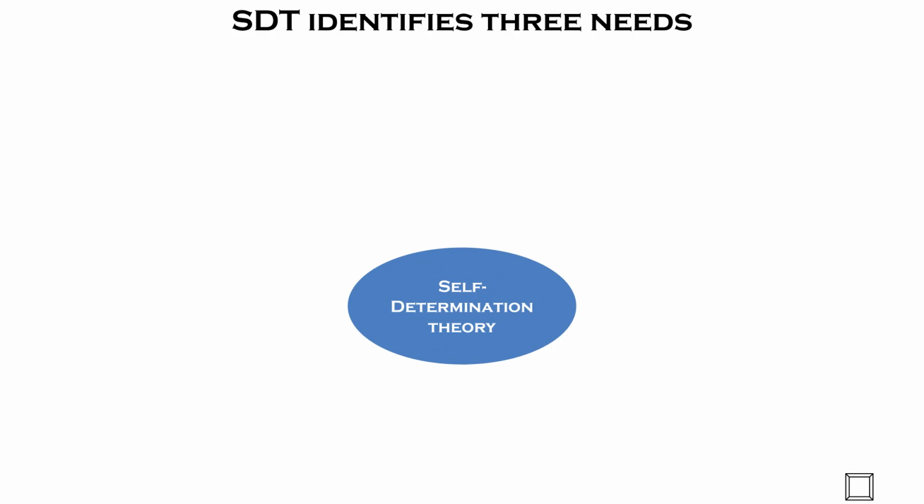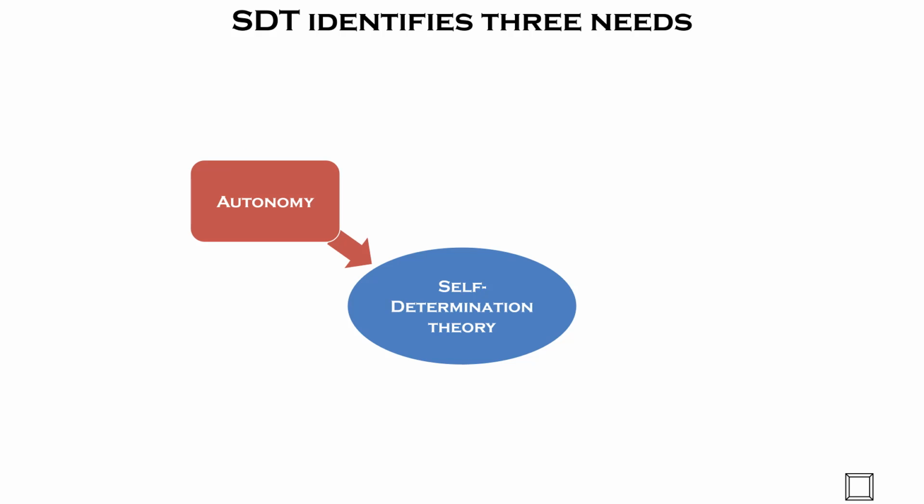Do you remember growth and fixed mindsets? People have innate psychological needs that are the basis for self-motivation and personality integration. SDT identifies three innate needs that, if satisfied, allow optimal function and growth.